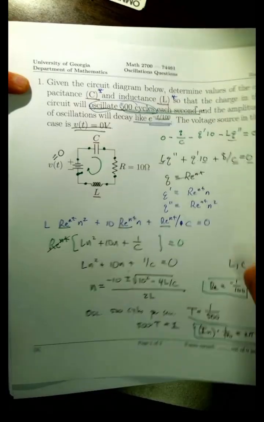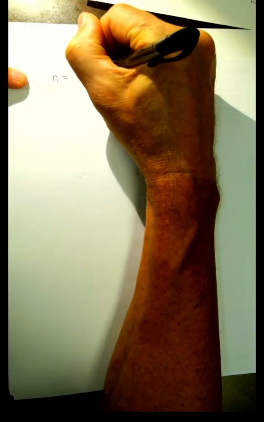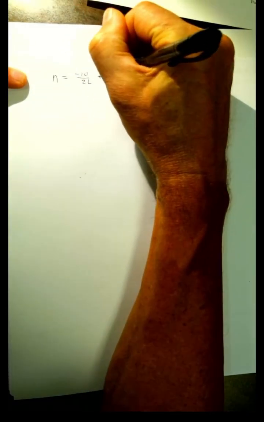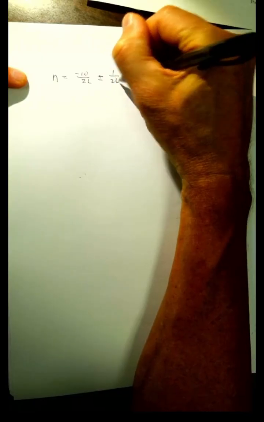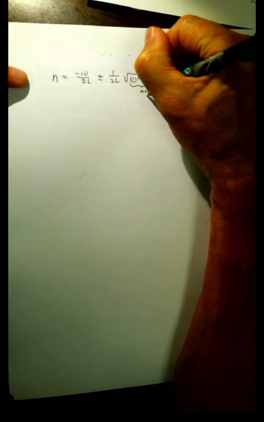So let's rewrite this. It's a bit of a mess now. I have n is minus 10 over 2L plus or minus 1 over 2L times the square root of 10 squared minus 4L over C. I know I have oscillations, so that means I know that this has to be negative, which means then I can factor out a negative 1.